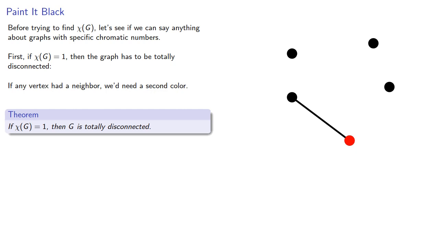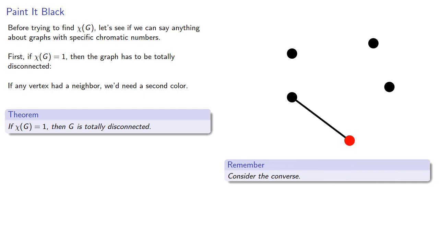And again, when learning mathematics, it's useful to consider the converse. In this case, if G is totally disconnected, will the chromatic number be 1? The answer to that is a homework problem.